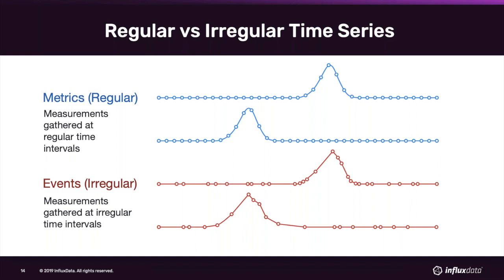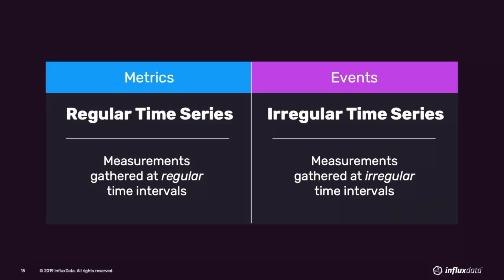Now, if we're triggering an event every time something happens, that's irregular time series data. For example, if we're plotting every time a stock changes, that's not going to happen at a set time. There are a lot of factors that go into that. So we plot all of that, and that's our irregular time intervals, or events. Again, all of our metrics are regular time series data points, measurements gathered at regular time intervals. We know they're coming in and we're expecting them. Events are irregular time series data points, coming in at irregular time intervals, triggered by some event that's happening.